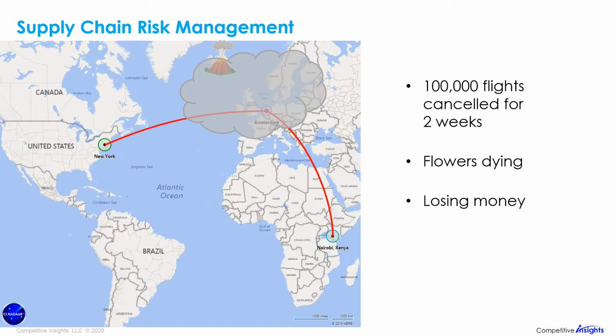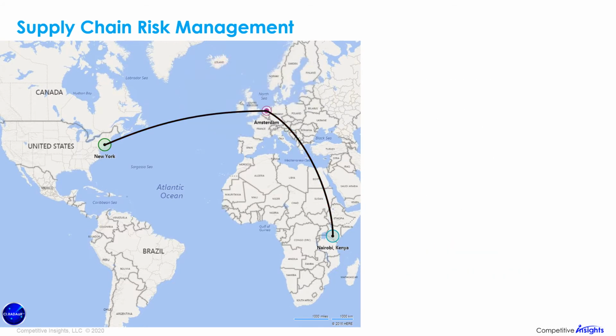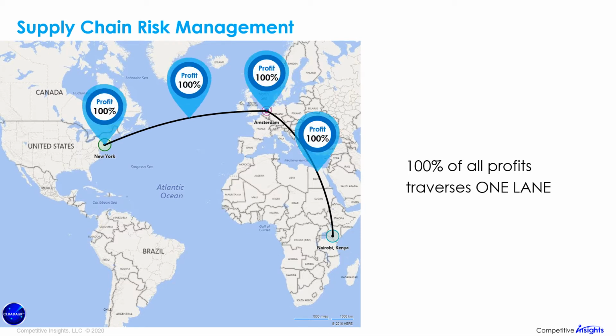Absolutely not. So what would you say, Richard, what are you talking about? How would you predict a volcano to go off? And how's that going to apply to supply chain risk management? Well, of course, you're not going to be able to predict a volcano going off. But what if we looked at it with a different lens? What if we said, we have 100% of all of our profit generated in the North American market traversing one lane? Would you, as a supply chain professional, worry about that? Of course you would. So what would be a logical alternative?